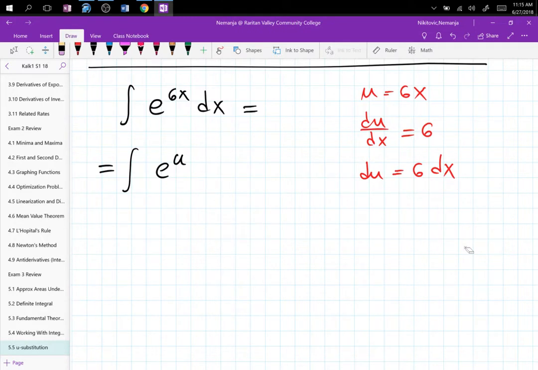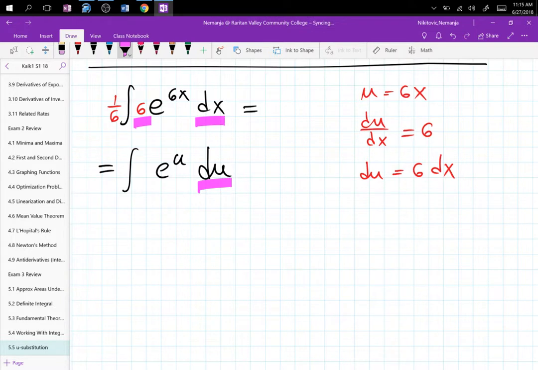My preferred way, which does not have to be your preferred way, is to fix it by multiplying by 6 and dividing by 6, in which case, clearly you have 6 dx to make a du over here. Right? So that's my preferred way. Now there's another way that I'm also going to show you, and then you pick your favorite poison.